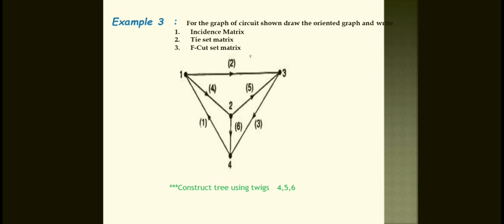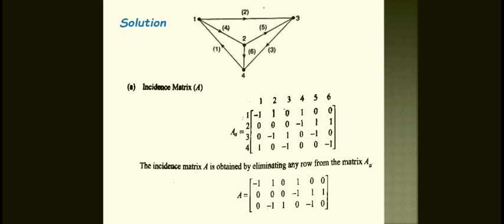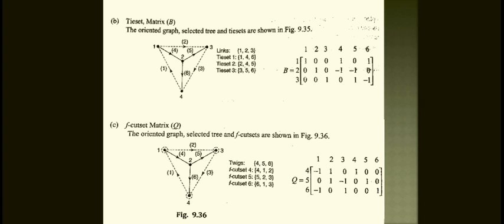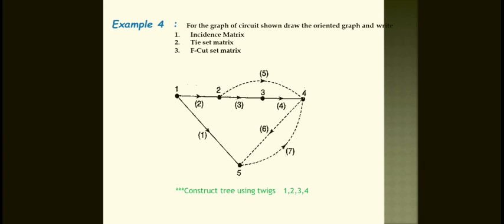Similarly, for a given graph you need to draw the oriented graph and write the matrices: the incident matrix, tie-set matrix, and F-cut set matrix. You may do it like that. Similarly you have to solve the problem given here. For the graph of a circuit shown, draw the oriented graph and write the incident matrix, tie-set matrix, and F-cut set matrix. This is a similar way to find the given questions.